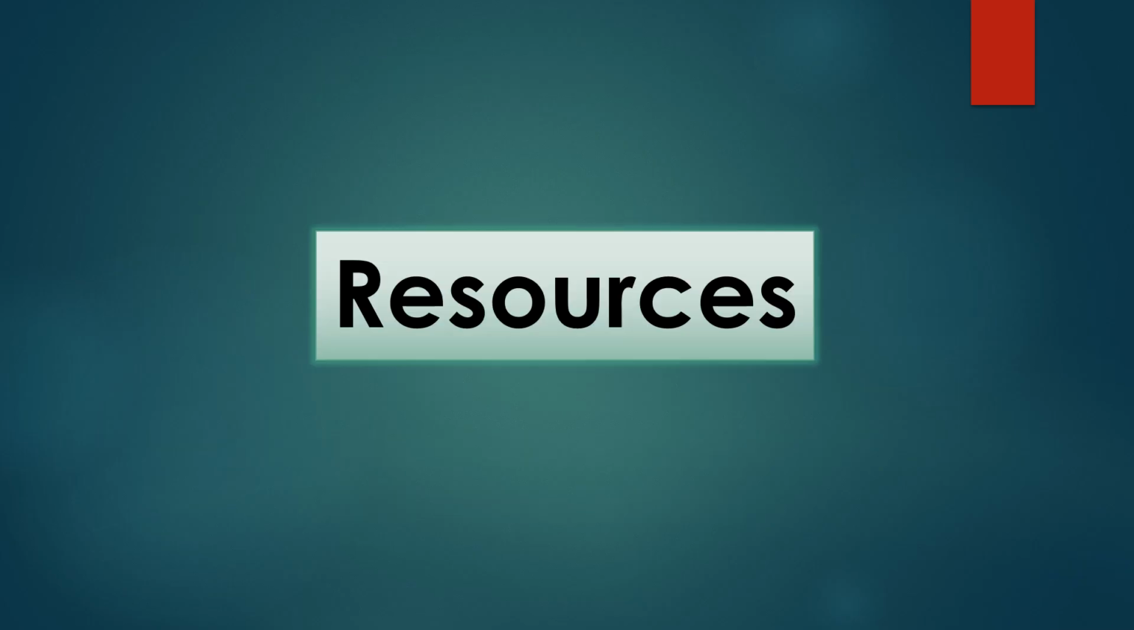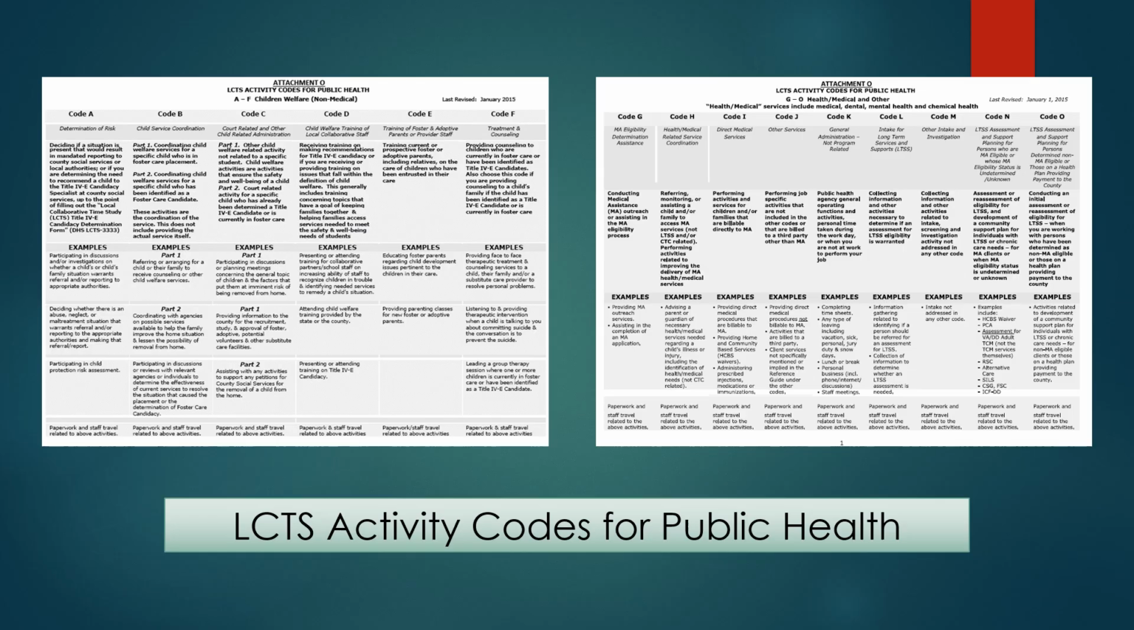The following slides contain a view of resources that can be helpful in choosing a code that best fits the activity you are working on at the time of the random moment. All of the resources can be found on the Freeborn County Family Services and Children's Mental Health Collaborative website. The LCTS Activities Code Chart for Public Health gives you a quick snapshot of all the codes A through O. I recommend printing this or bookmarking it for quick reference. Please note that the new codes B3 and P are not listed on this chart.